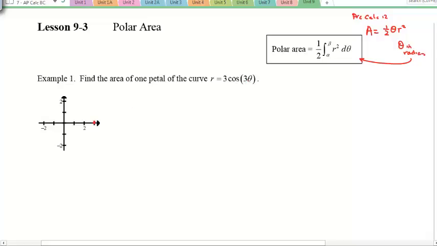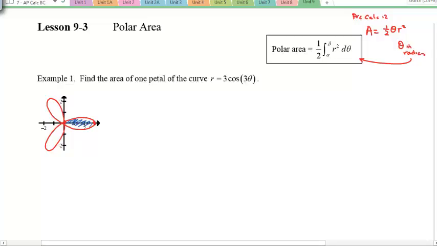Starting here, and this is 3 theta, so I'm thinking, for example, pi over 6. Pi over 6 times 3 would be pi over 2. Cos pi over 2 is 0. So at pi over 6 it goes back to 0, so it'll look like this. Then back around. And all 3 of these petals are actually identical. So if I ask you to find the area of one petal, really I'm asking for this one here.